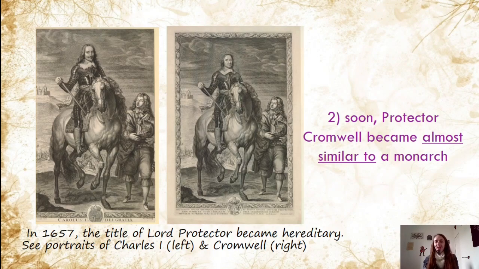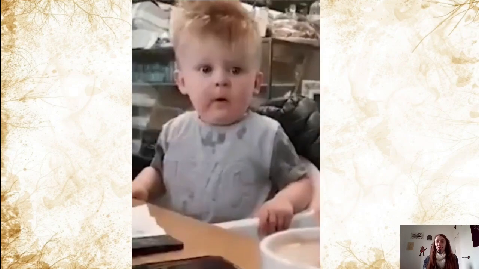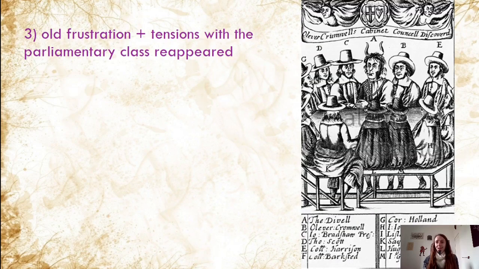What you can see on the current slide is Charles I to the left and Cromwell to the right, and you can see how stunning and how blindingly obvious those similarities are. Yes, I know, it's pretty shocking and pretty striking.